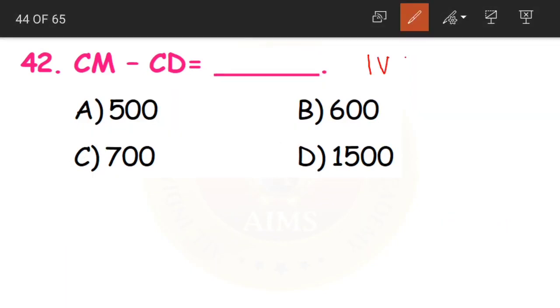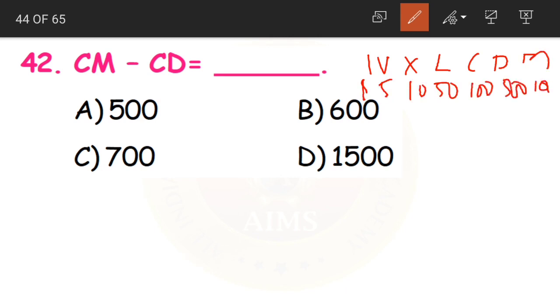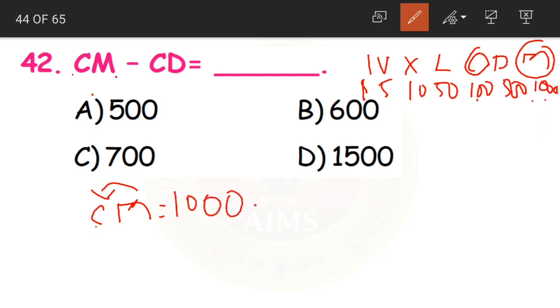CM minus CD is equal to. See children, if you remember the Roman numerals I, V, X, L, C, D, M, what are the values? 1, 5, 10, 50, 100, 500 and 1000. Now CM, what is this? C is 100, M is 1000. If you remember how to do the Roman numerals, here the smaller number is to the left of the larger number. That means we need to subtract. Yes, 1000 minus 100 is equal to 900.